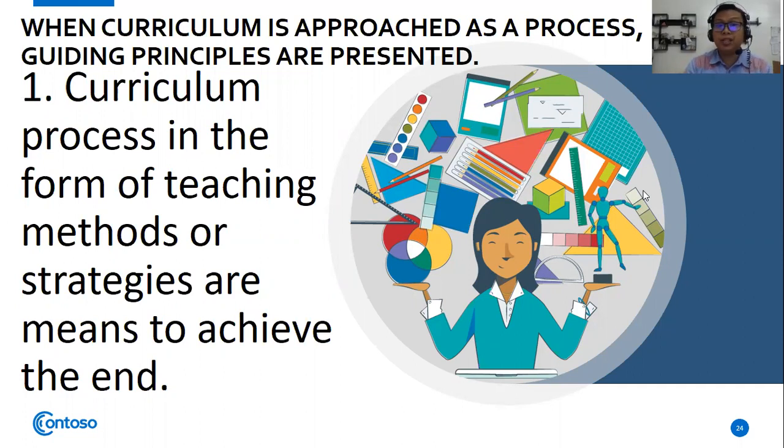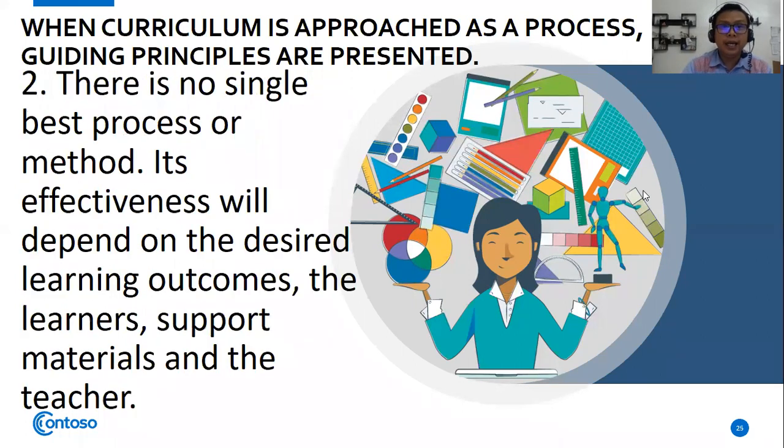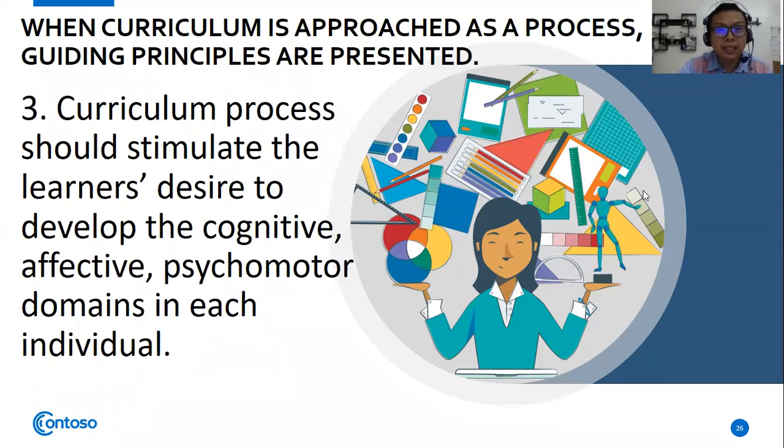We need methods and strategies. Second, there is no single best process or method. Okay? The method used in section 1 may not be applicable in section 2, in section 3, or in section 4. Its effectiveness will depend on the desired learning outcomes, the learners, support materials, and the teacher.